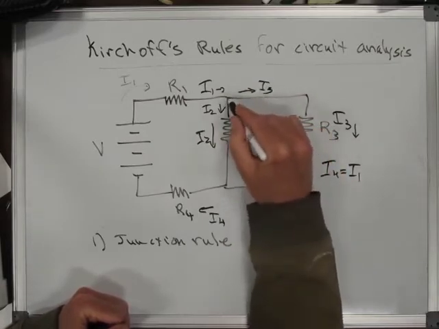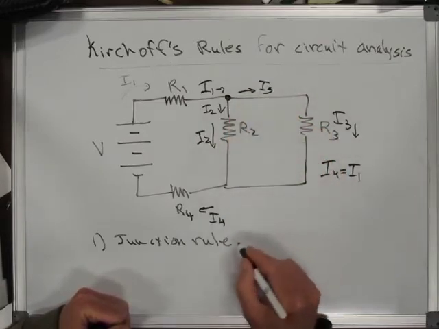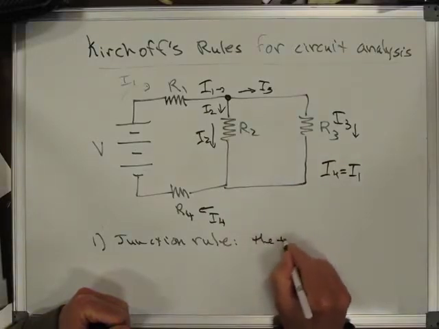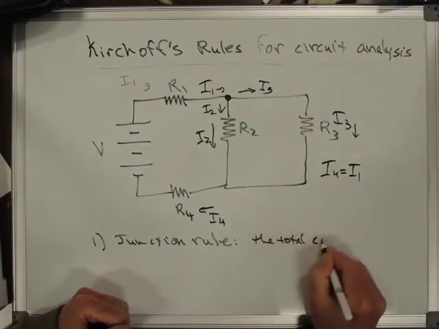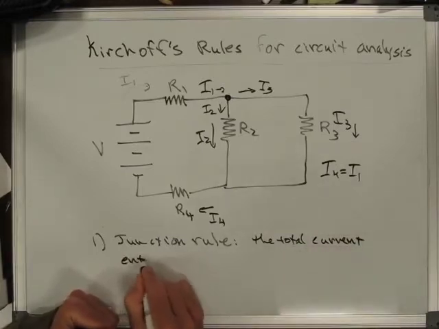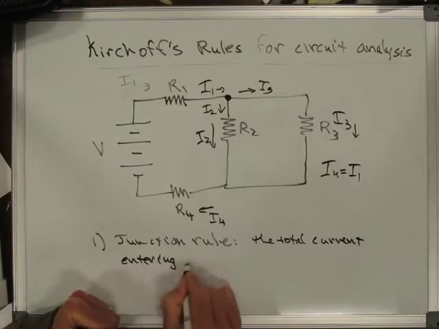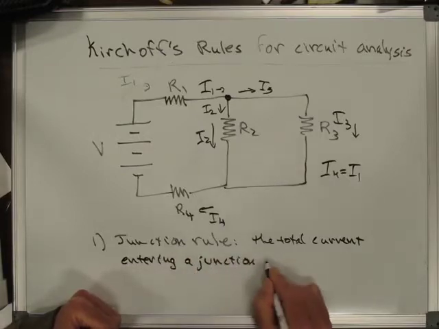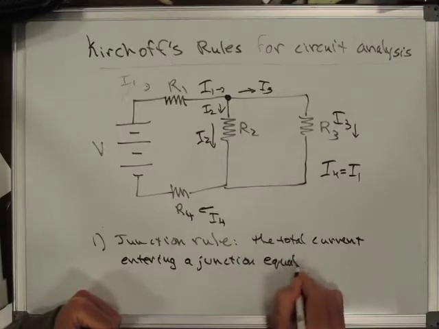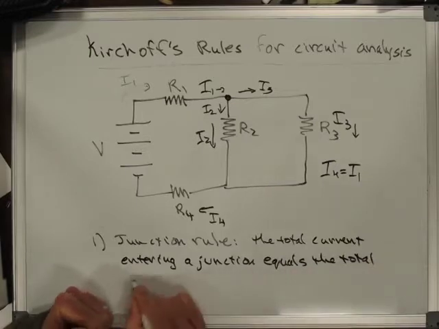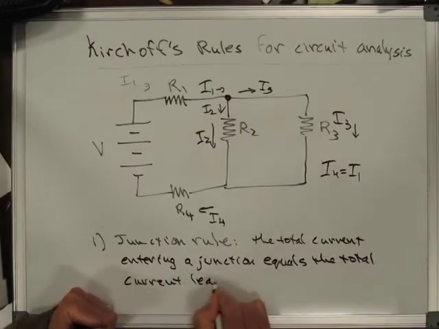What Kirchhoff would say is that this is the junction rule, and the junction rule states that the total current entering a junction equals the total current leaving a junction.